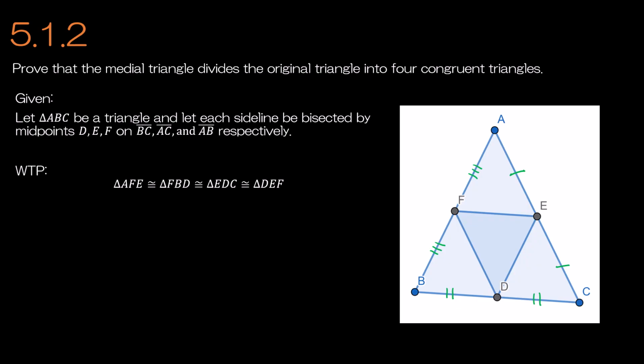We are trying to prove that the four triangles are congruent. So AFE is congruent to FBD, is congruent to EDC, is congruent to DEF. Now we know that the only ways to show triangles are congruent are to show side, angle, side; angle, side, angle; side, side, side; or angle, angle, side. In this case, we have a lot of sides so far, but we don't have any angles, so it seems like side, side, side might be the best way to go. But again, how do I bridge the gap?